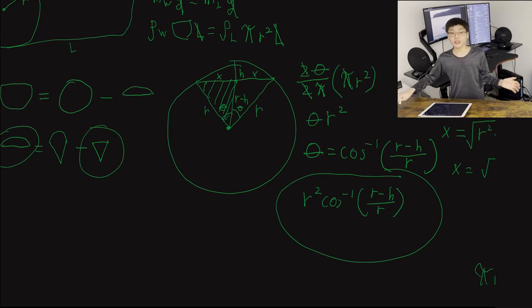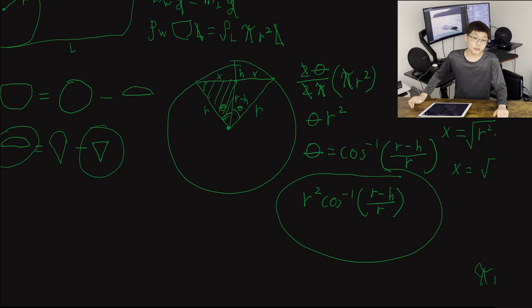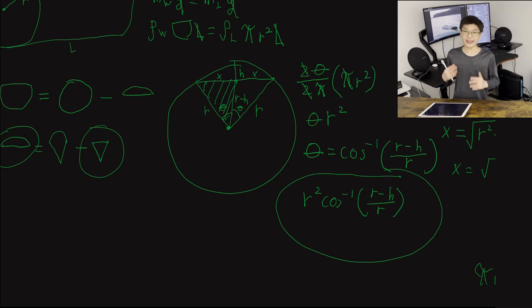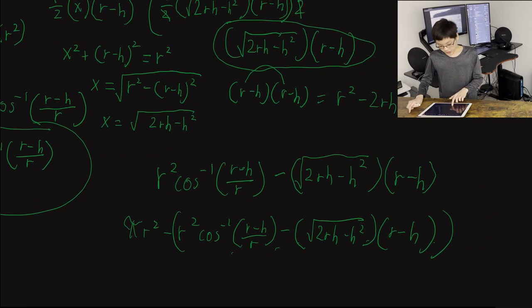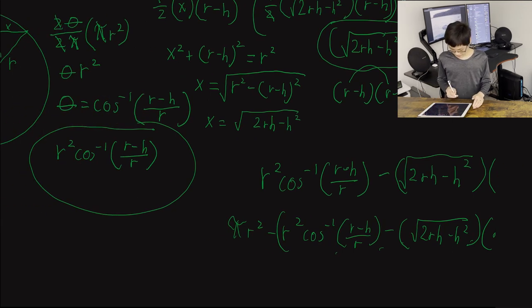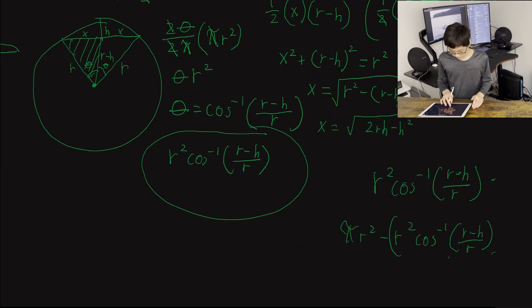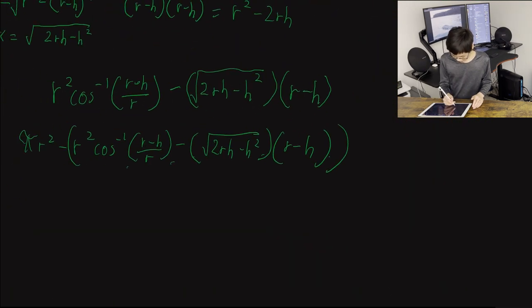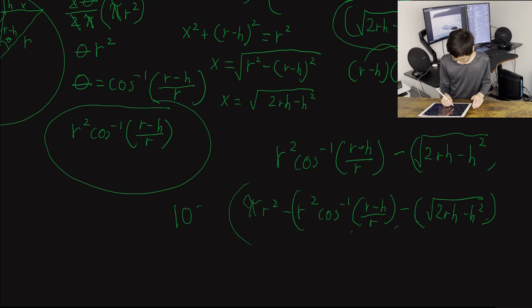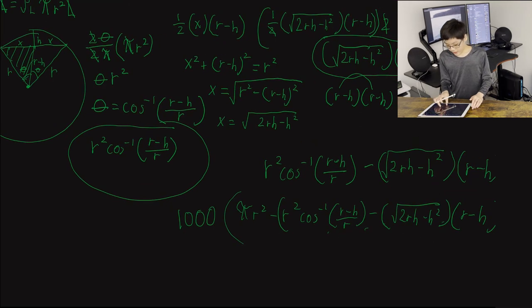Now that we found the cross-sectional area below the water level, we have to multiply this by the density of water. Now, the density of water is just simply going to be 1,000 kilograms per cubic meter. That means in every one cubic meter, there's exactly 1,000 kilograms of water. So let's just multiply this by basically 1,000. Oh, no, that is not what I wanted to do. Just multiply this by 1,000. There we go. Okay.